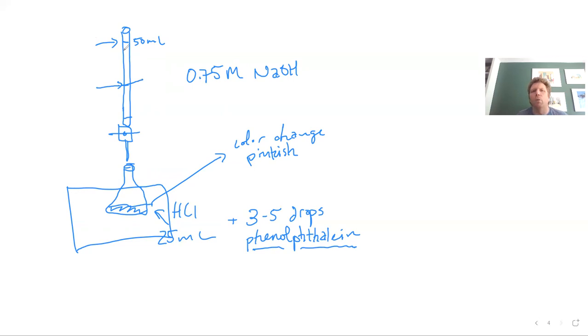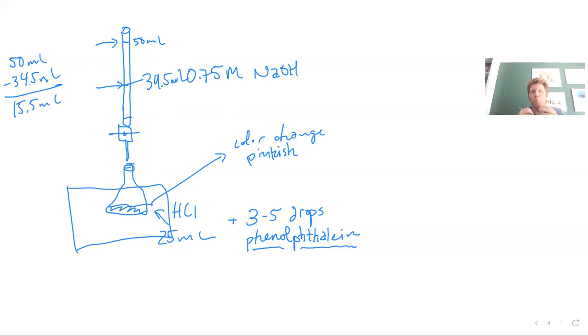Okay. So what I will do is I'll say, well, 50 milliliters minus, and let's say that this is about 34.5 milliliters. 50 minus 34.5 milliliters is 15.5 milliliters of sodium hydroxide.